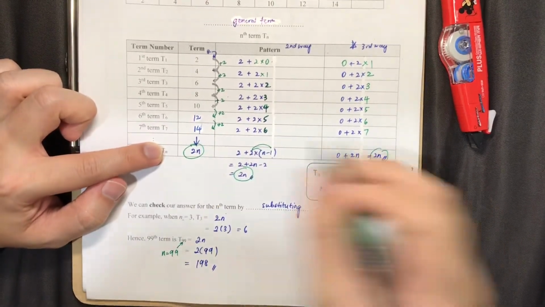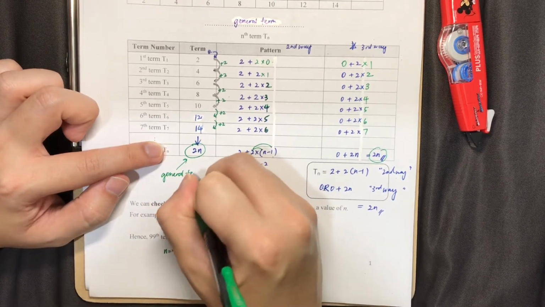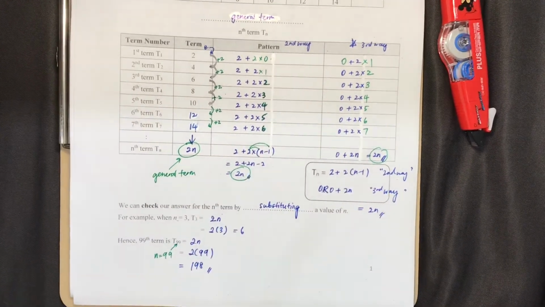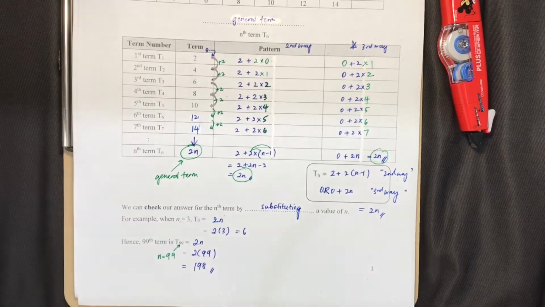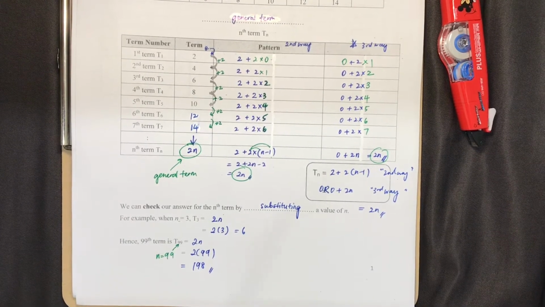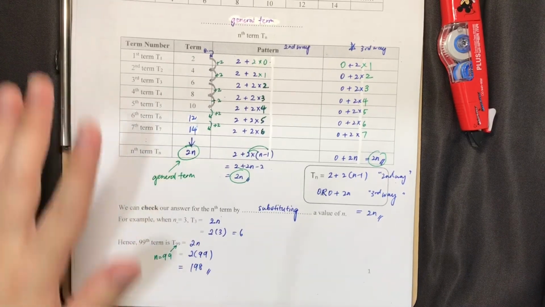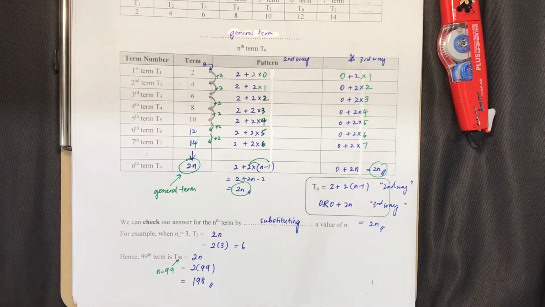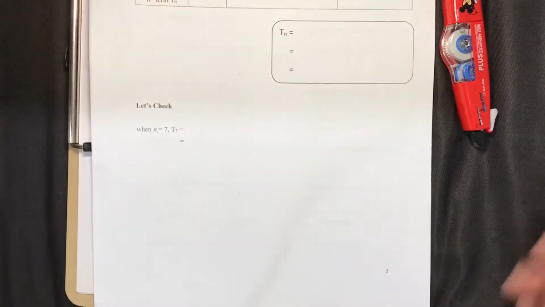This 2n, this is what we call the general nth term, the general term. So if we have the number n, we can replace the n and find any term in a sequence. So this is the purpose of finding the general term. Okay, so this is for the first page. Now if this one is a bit confusing because the 2s keep on repeating, don't worry, let's look at the next example.